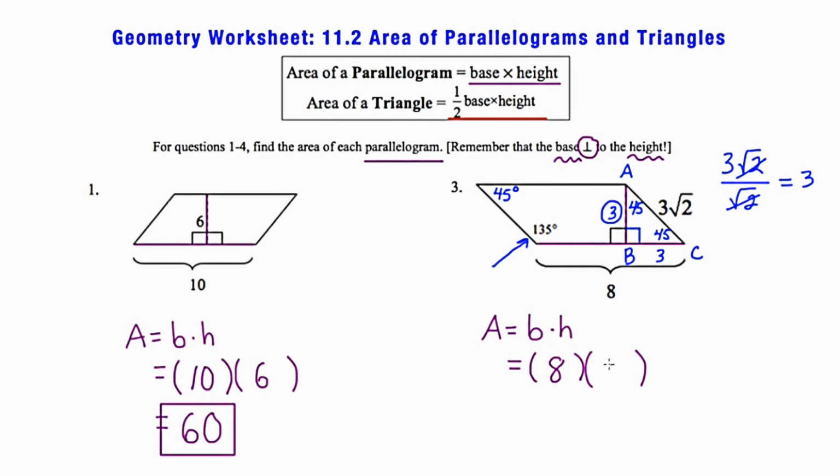So I'm going to go ahead and insert that into the formula and multiply these two numbers together, getting me an overall area of 24 square units. Okay, great. Let's go on to the second slide.